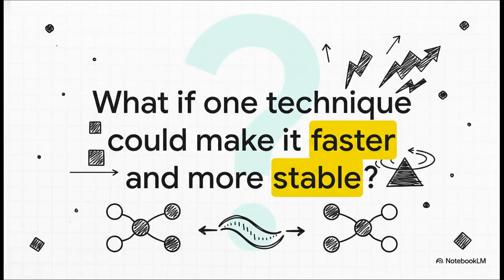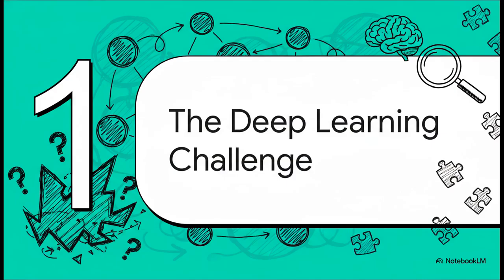But what if there was one simple, kind of elegant technique that could just fix a lot of that? Something that could dramatically speed up training, make the whole process more stable, and boost performance, all with just one simple addition to the network? Well, that's exactly the promise of batch normalization. Okay, so to really get why this is such a game changer, we've got to understand the problem it's built to solve. Let's dig into that deep learning challenge.